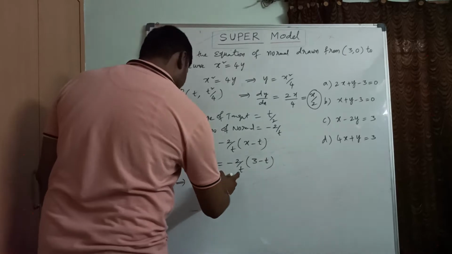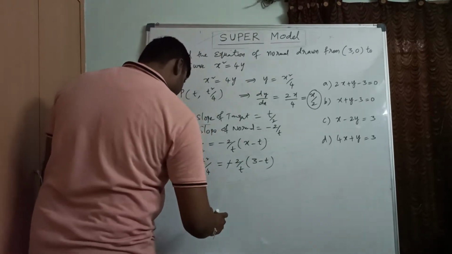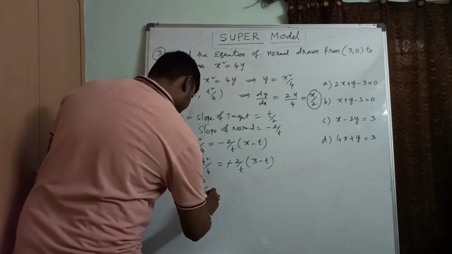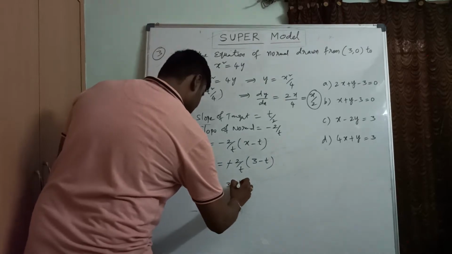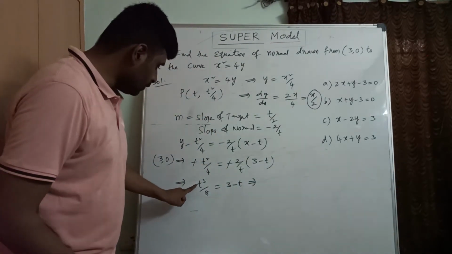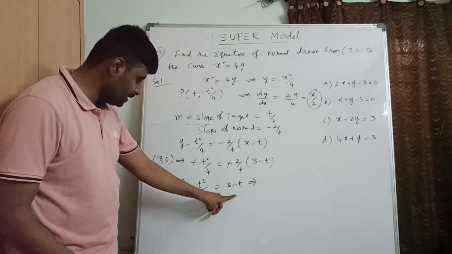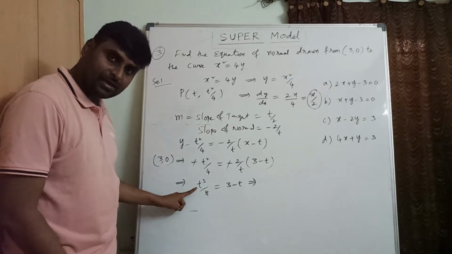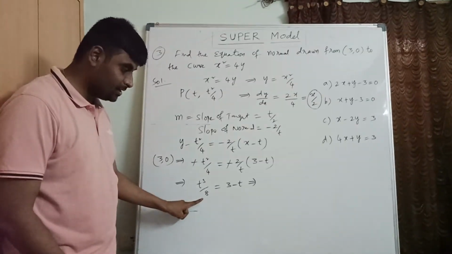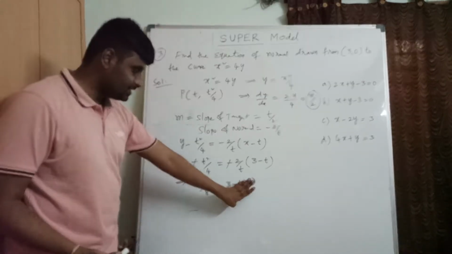So from that, what will you get? The minus minus get cancelled here, right? So t cube by 8 equals 3 minus t, right? So from this, what value will satisfy this condition? See and observe. Can I put 2 here? If I put 2 here, 2 cube is 8, 8 by 8 is 1. Here also, 3 minus 2 is 1. That's it. The simple observation.